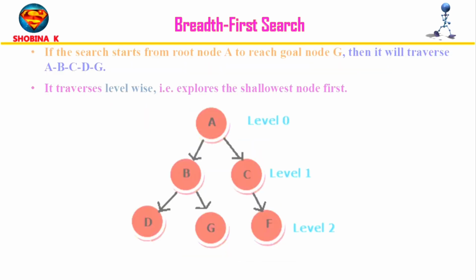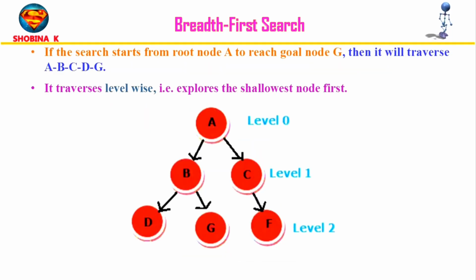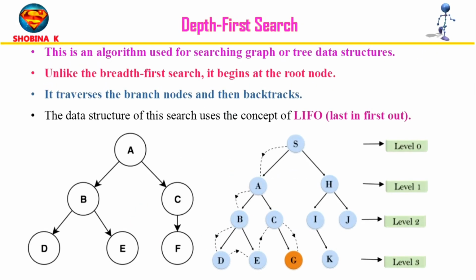And here is an example. If the search starts from the root node A to reach the goal node G, then it will traverse in the order A, B, C, D, and G. It traverses level wise, that is, it explores all the shallowest nodes first. And next, depth first search.